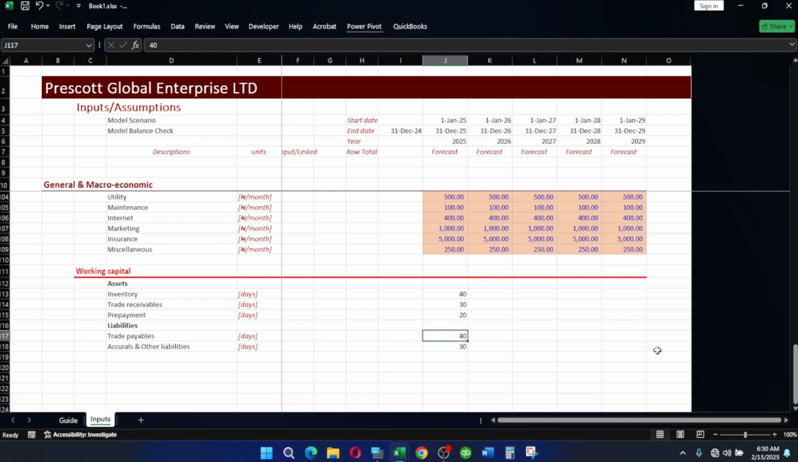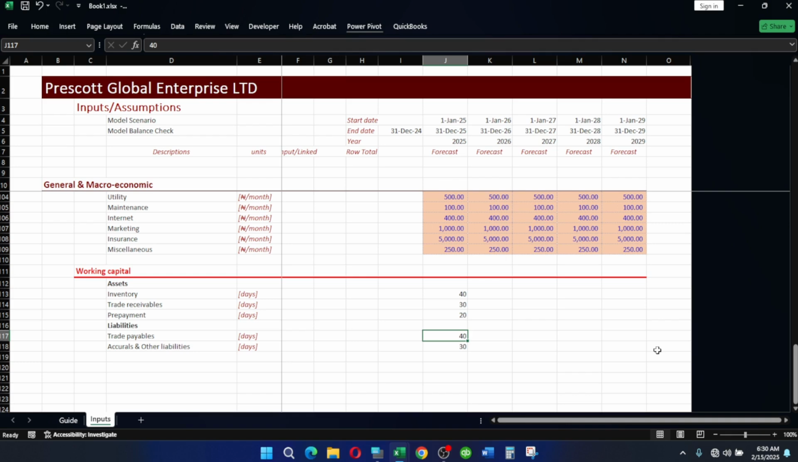Now we have trade payables. Trade payables are the vendors or our suppliers. How long does it take us to pay them? Now you cannot say that you are paying your creditors before you even receive the money from the people who owe you. So the time it will take you to pay your suppliers should be higher than the time it takes you to receive your money from your debtors, right? So that is just the logic.